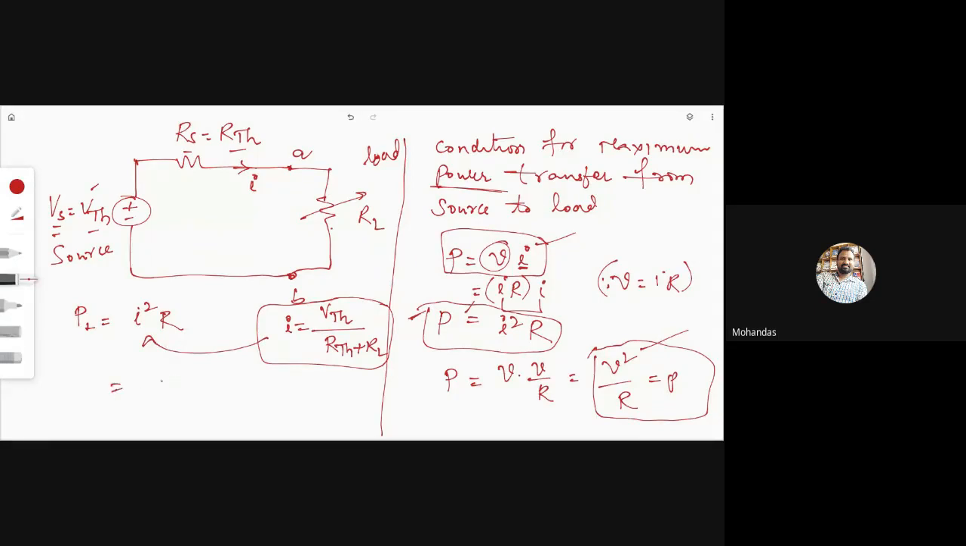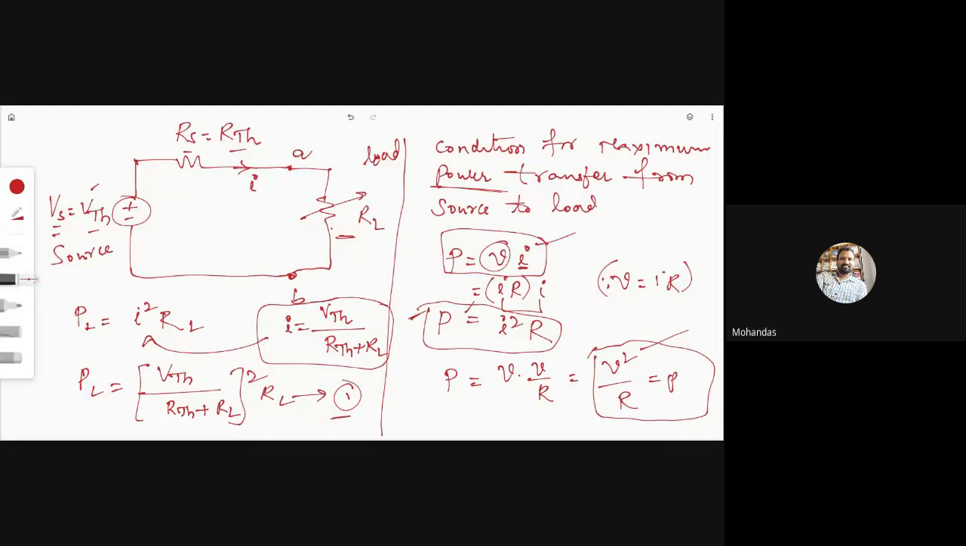Which becomes V Thevenin by R Thevenin plus RL whole square into, as we are calculating the power across this load, this becomes RL only. So this is the power at the load. All of you remember this formula here. Let us say this is equation number 1: PL, the power output at the load, equals V Thevenin by R Thevenin plus RL whole square into RL, which is equation 1.